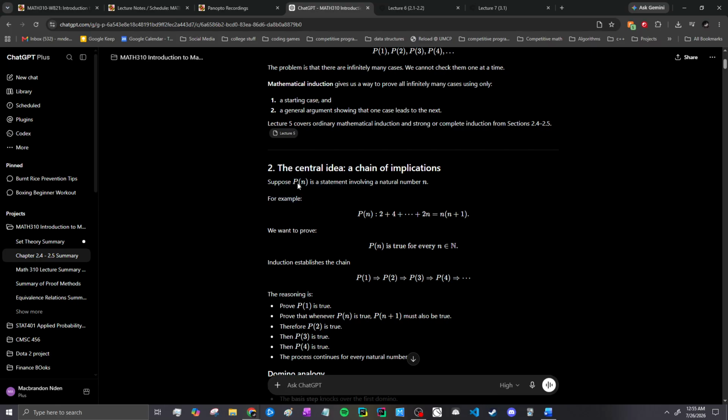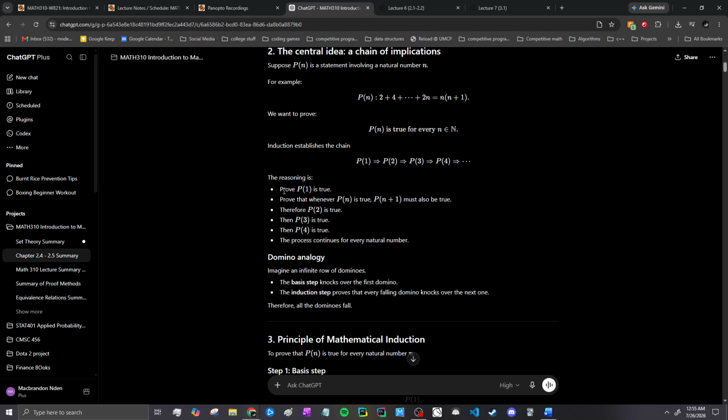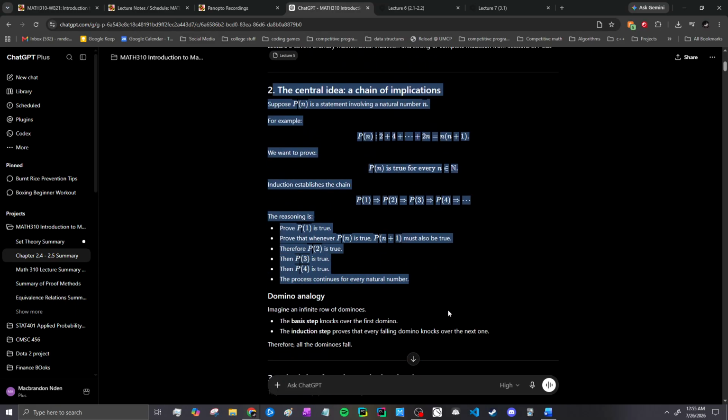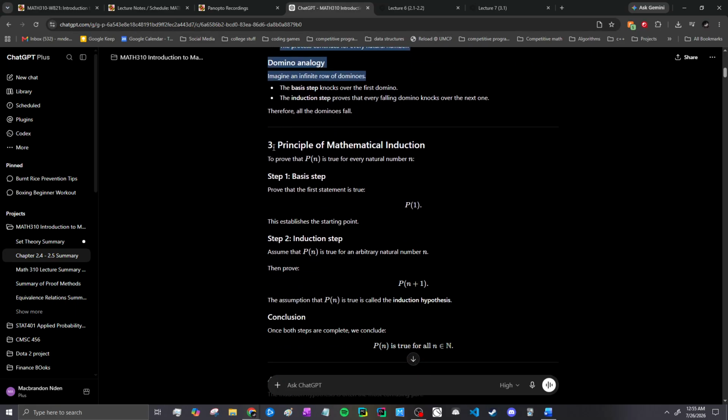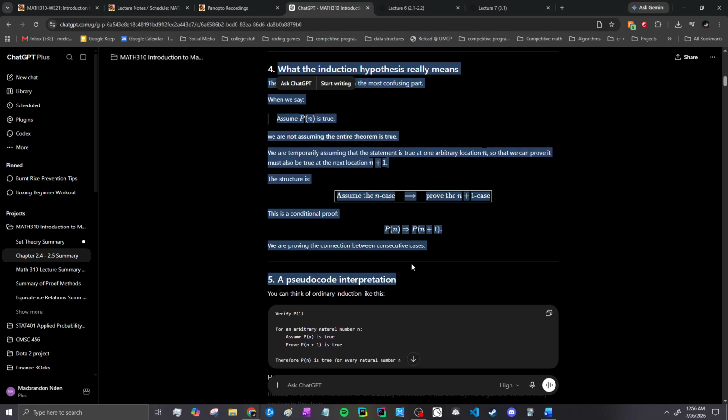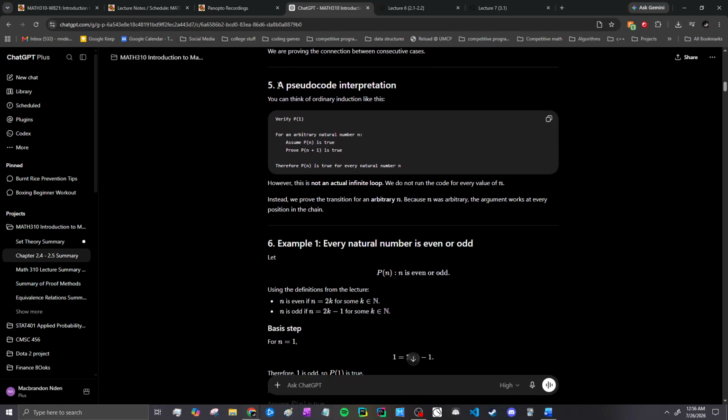Oh, here it actually gives, okay, so suppose P has the same property involving natural numbers. We want to prove P(n) is true for every n. It gives a central idea, the principle. Okay, here it gives the algorithm essentially, and talks about induction, and then pseudocode. It's verify P(1) for an arbitrary number of n. Assume P(n) is true and prove P(n+1). Therefore, P(n) is true for all n.